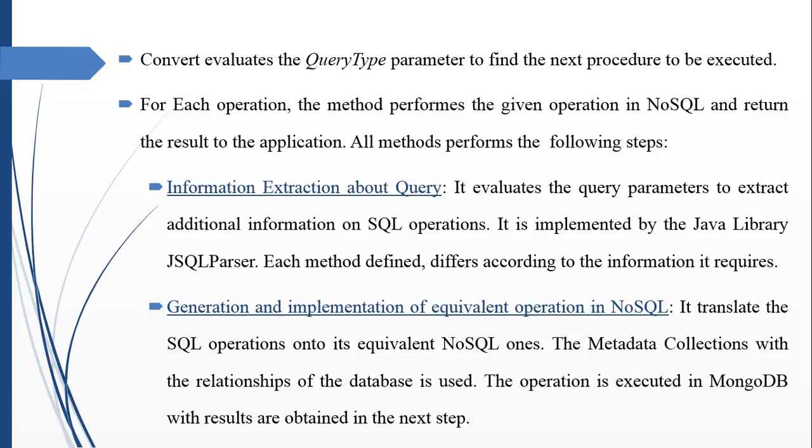Next step is the generation and implementation of the equivalent operation in NoSQL. It translates the SQL operations into their equivalent NoSQL ones. The metadata collections with the relationships of the database are used. The operation is executed in MongoDB, and the results are obtained in the next step.